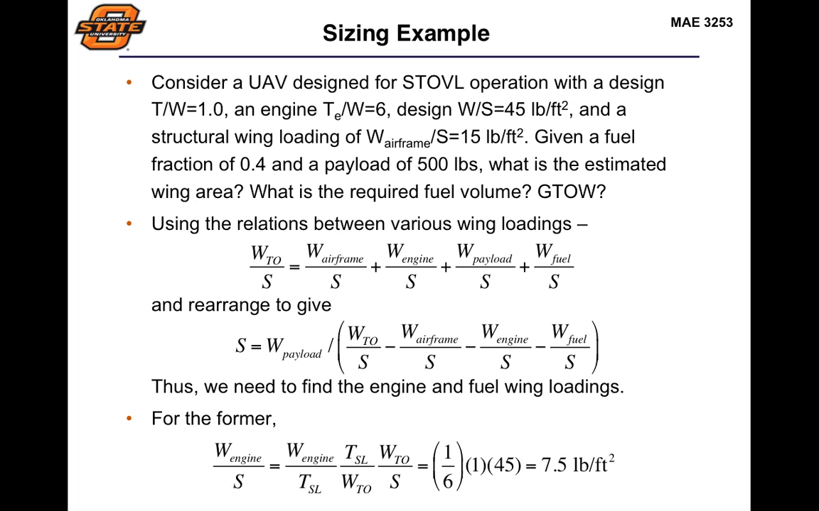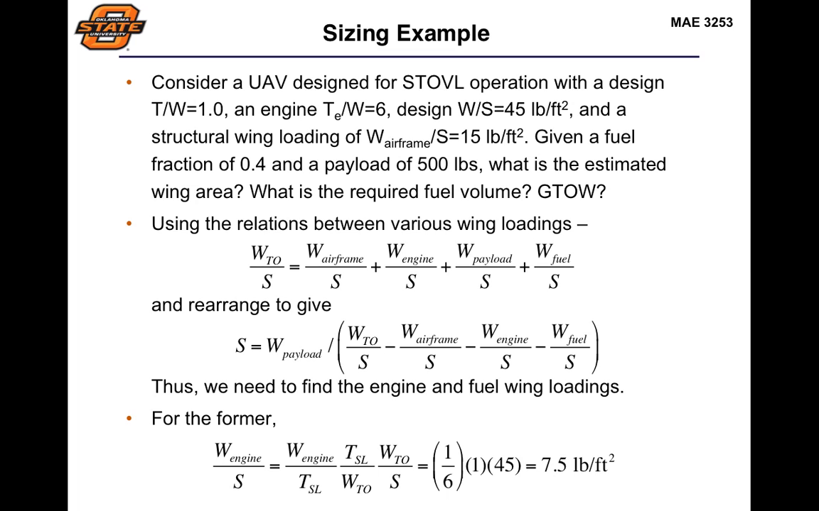That means our engine output provides 6 times the engine's weight, and we have a design wing loading of 45 pounds per square foot. We're given a structural wing loading of the airframe of 15 pounds per square foot. So this is the empty weight of the aircraft. So notice that's pretty close to that 0.3 value. And we're given a fuel fraction of 0.4. That means 40% of the weight of the aircraft is made up of fuel.